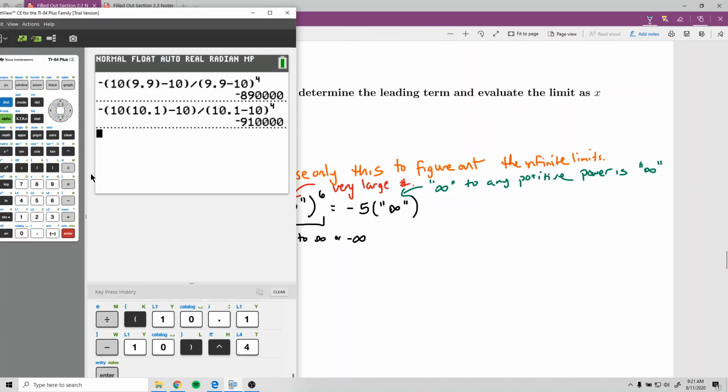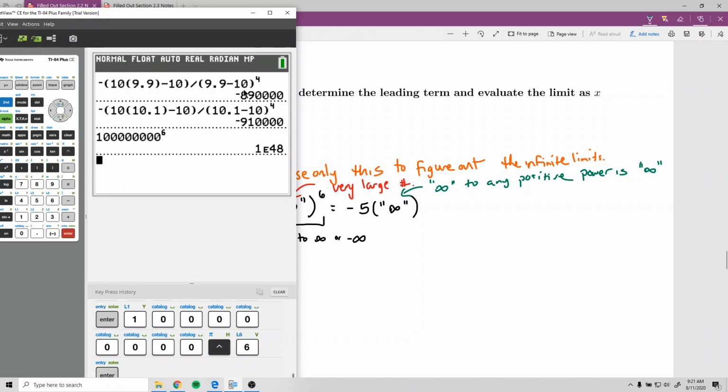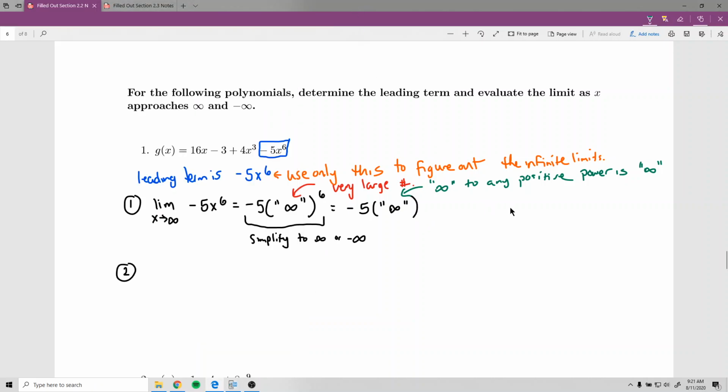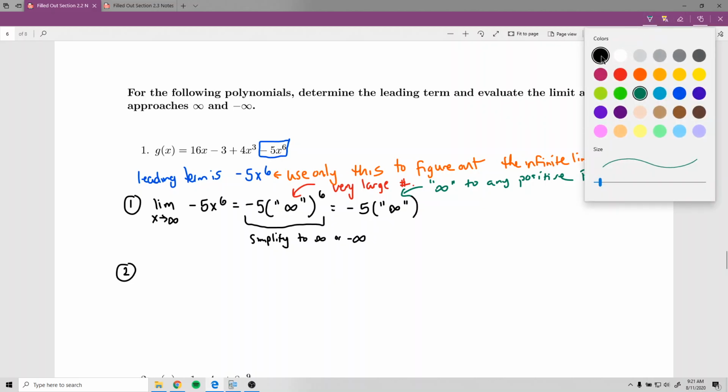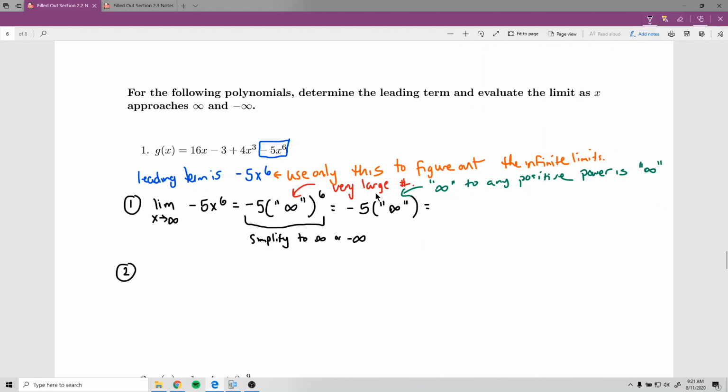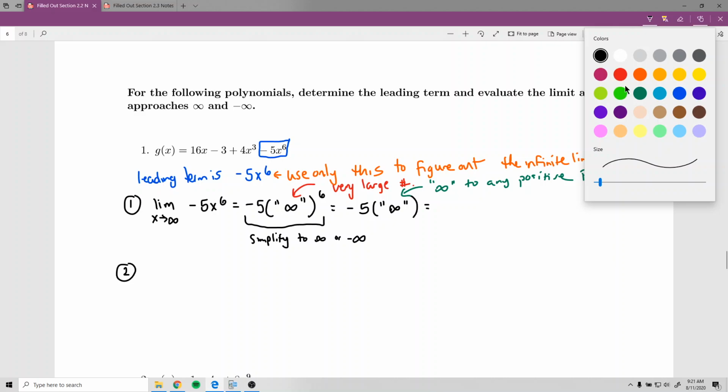If that's not making quite sense, just think about using a really large number, like a billion or something. If you raise it to the 6th power, 1e48 means 1 with 48 zeros after it. That's a very big number. So any large number becomes larger. And now we have to be careful with the negative here. If we multiply a really large number by a negative number, we should get really large but negative.